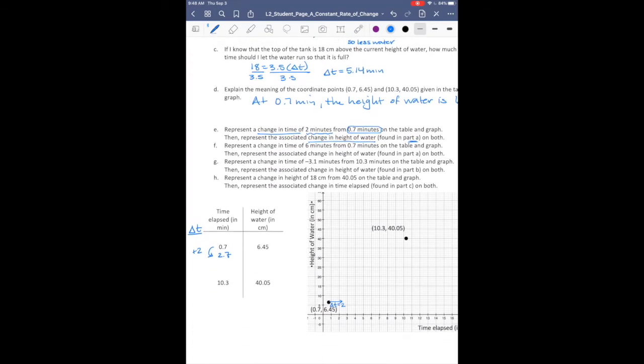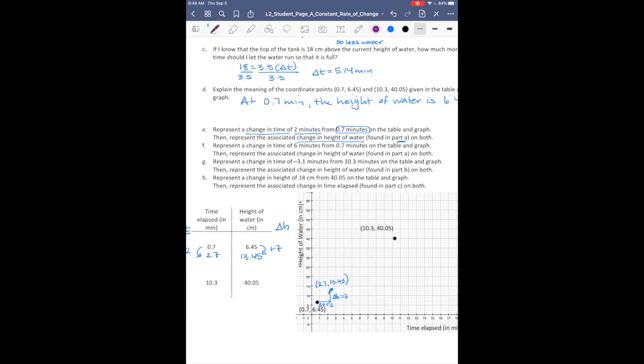So if I go back down to my table, in that 2 minutes, my height is going to change by 7 centimeters. It was at 6.45 centimeters, we went up 7, so now we are at 13.45 centimeters. Again, on my graph, I can show that vertically. So here we would say we went up, so my change in height is 7 centimeters. So that actually gives us a new point on my graph. Sorry, it might be slightly off. So that new point is, hey, at 2.7 minutes, the height of the water in the tank is 13.45 centimeters. So that's part E. So now let's go on to part F.